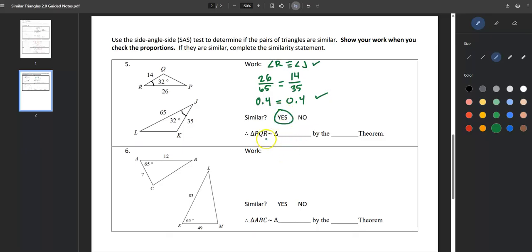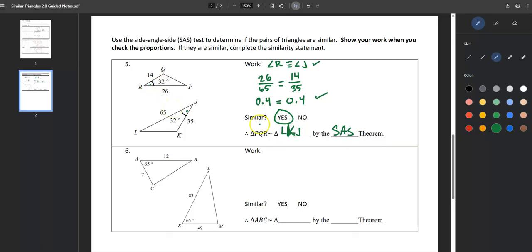And so we'd say yes. And then I got to write my similarity statement, PQR, so P it would be L, because it's away from everything, and then Q is right next to that smaller side, so we'd go K, and then J. And then this theorem would be side, angle, side. Notice how the angle is in between the two sides. That's really important for that.